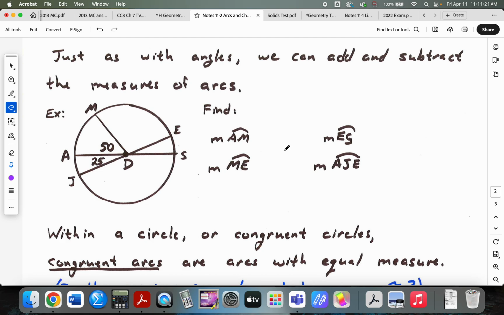And, you know, the angle addition postulate and ideas like that apply to arcs just like they do to angles. So for here, for example, if I want to find the measure of arc AM, well, that's pretty easy. It's just equal to the measure of its central angle. It's 50 degrees. If I want to find the measure of ES, well, I need to know its central angle, but it's a vertical angle with ADJ. So this angle is 25. So the measure of arc ES is also 25.